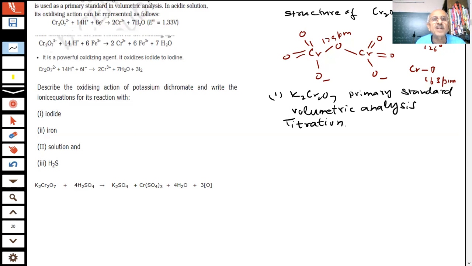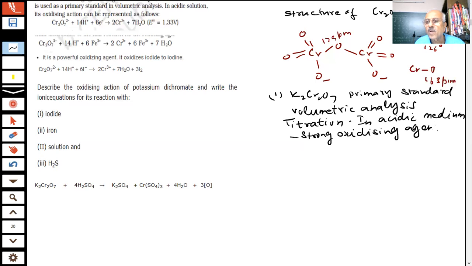And in acidic medium, it acts as a strong oxidizing agent. So it is an oxidizing agent, students. If you have the oxidizing agent, the dichromate, in which oxidation state is chromium here?